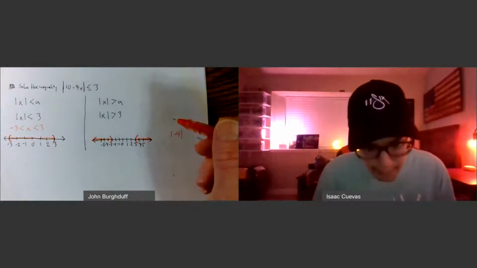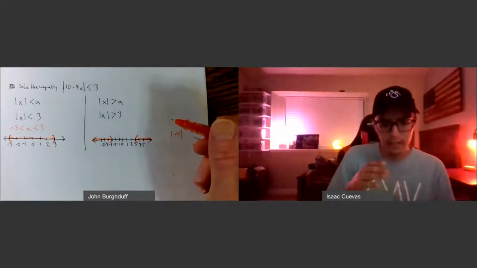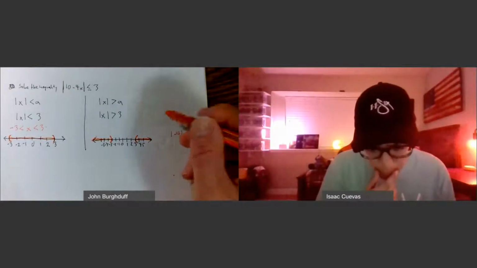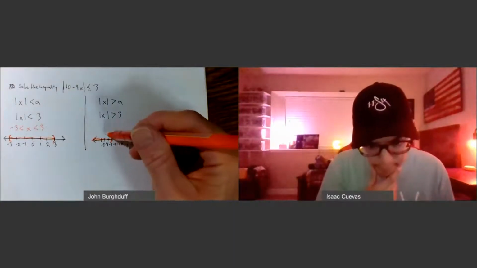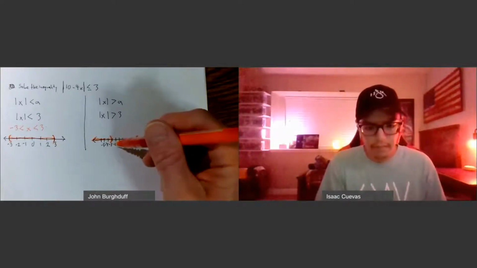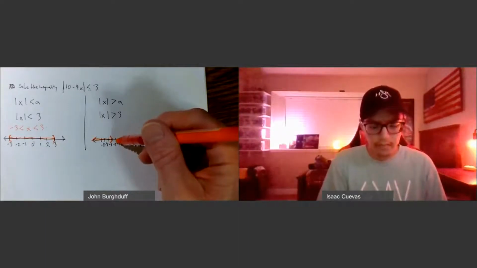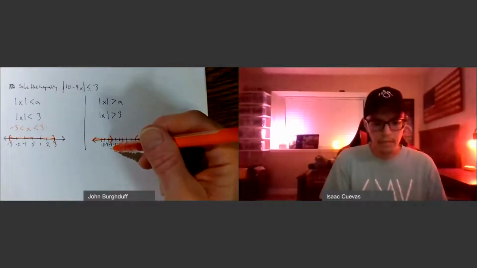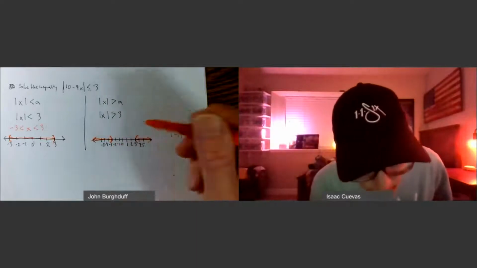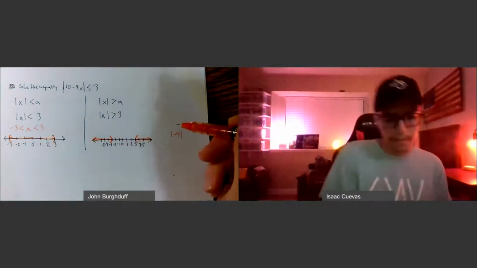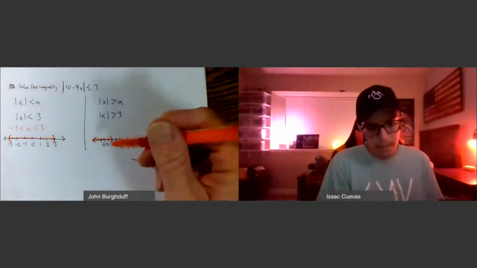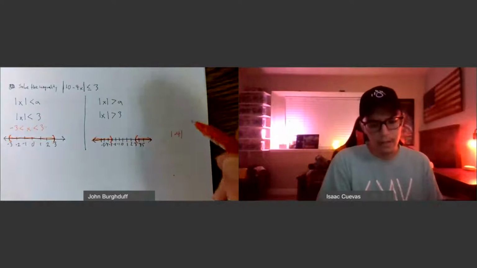Okay, and so it's at negative 3 because it's equal to, correct? Or no? I have the round parentheses to indicate that that number itself is not included. Because this says greater than, negative 3 itself would not work. The absolute value of negative 3 is 3, and that's not greater than 3. Okay. If I change that to greater than or equal to, then I'd put a square bracket. Gotcha. Okay.